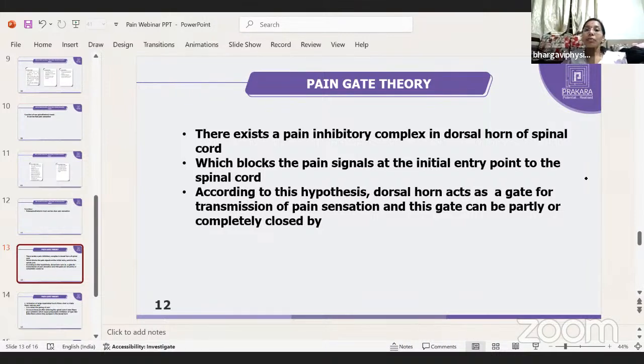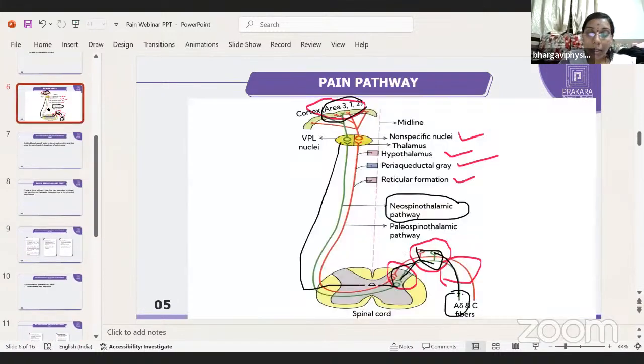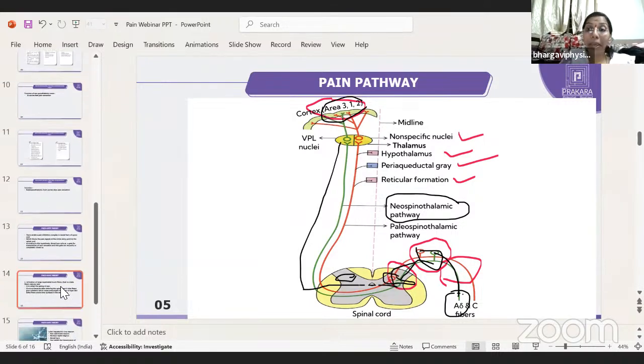So we have one pain inhibitory complex. Where is that pain inhibitory complex present? In the dorsal horn of the spinal cord. Once again, I'll show this diagram. Here, this area is there, no? In the same way, this area where the synapse is formed between the first and second order neurons, this dorsal horn, there we have the pain gate. The gate for the transmission of pain, we have one inhibitory complex.